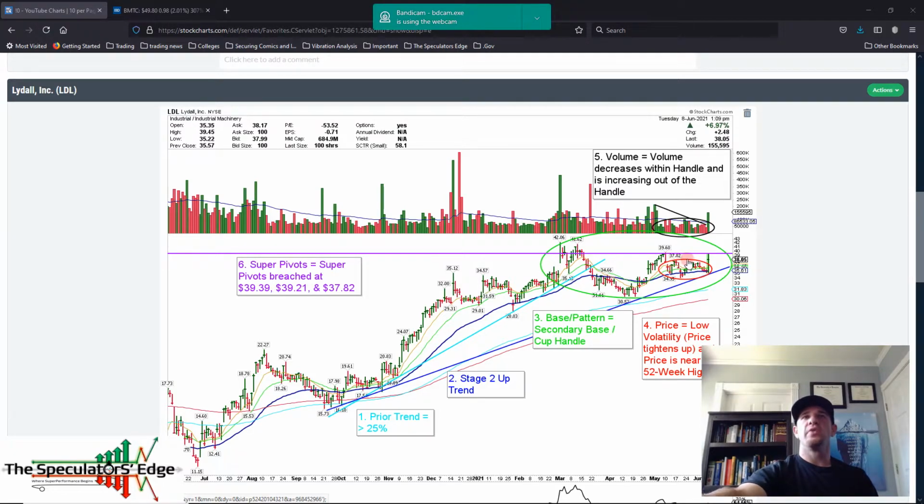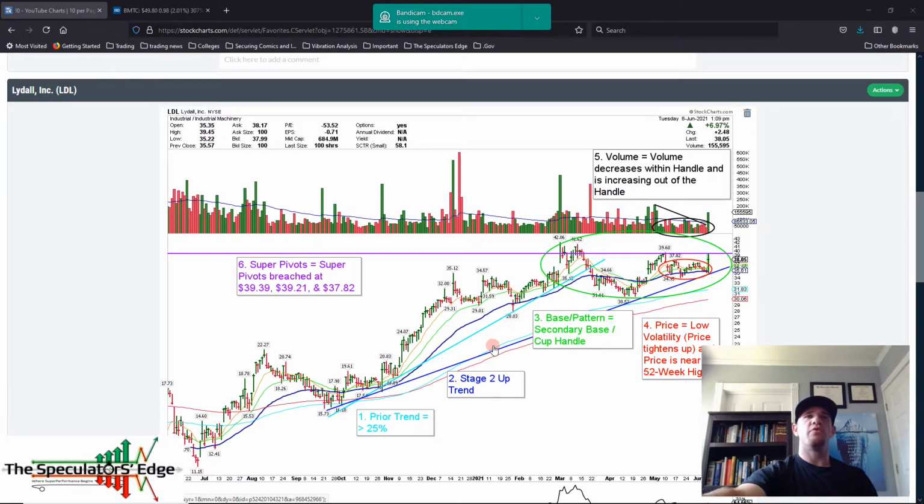Okay, so this is a pretty high conviction trade right here due to volume increasing coming out of the base and volume decreasing while in the base. So hopefully, like I said, it'll crack that $39.60 today, because then that'll give it even more high conviction, a higher probability of making a larger profit.